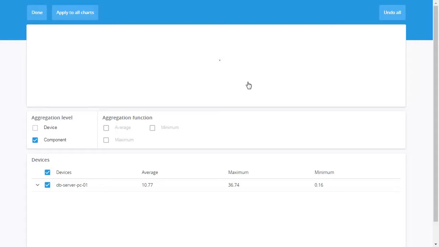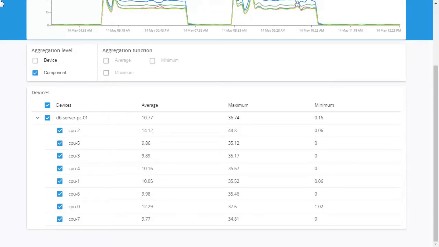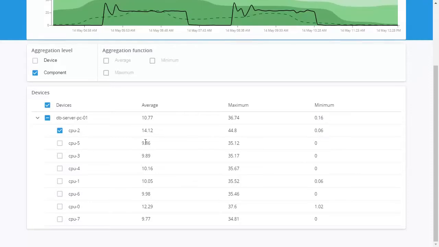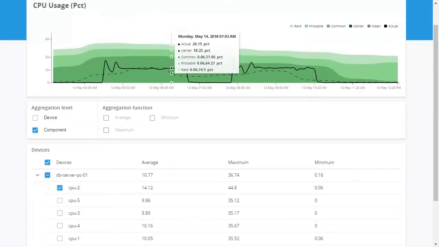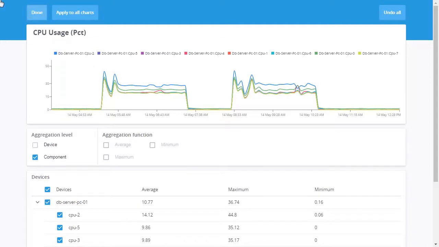Sarah expands the DB server PC01 component to access it in more detail. This shows each CPU and their average, maximum, and minimum percent usage for the period. Sarah now deselects all of the CPUs by clicking on the blue checkmark icon. She now selects CPU2. Now the probability band charts are shown. Sarah selects all of the CPUs. And then clicks the Done icon to exit the customizing screen.